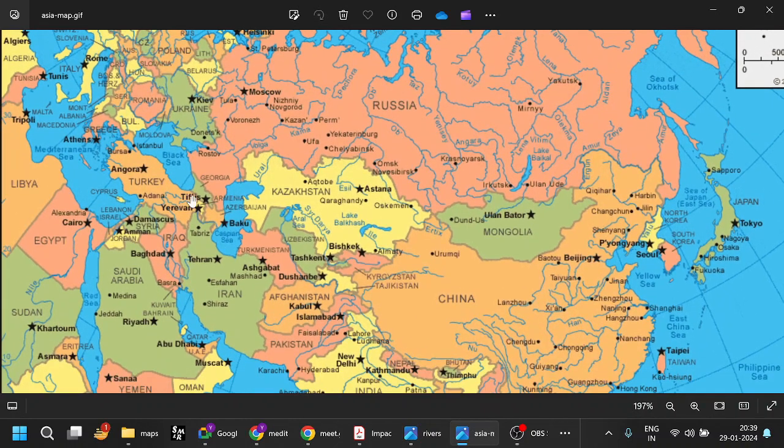And we are talking about Mediterranean Sea, right? See, this is the Mediterranean Sea. This is the Red Sea. Okay, and this is the Suez Canal.